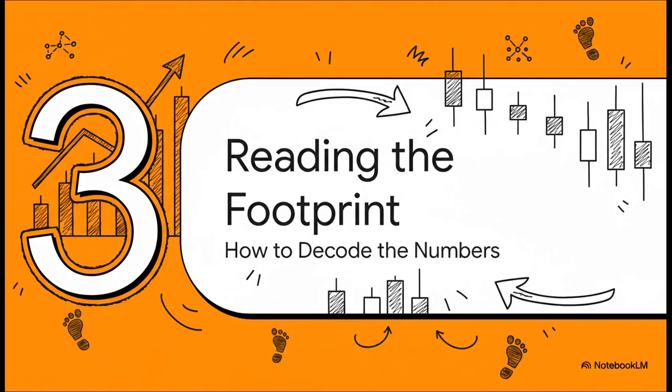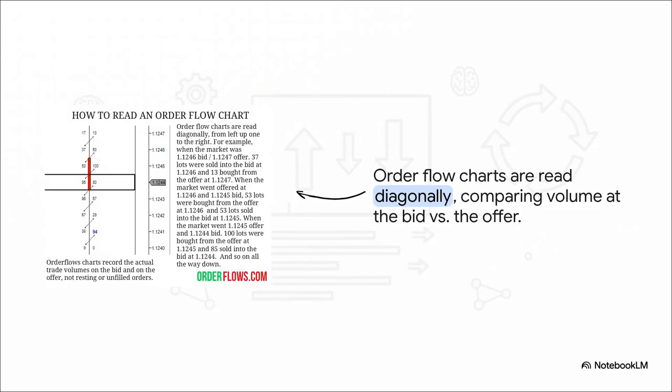All right, so you're probably looking at that complex chart and thinking, okay, great, but how on earth do I even begin to read that? It's actually way more straightforward than it looks. Let's break down exactly how you can decode these market footprints. Now here's the key, the one thing you have to remember. You don't read an order flow chart straight across, left to right. You read it diagonally. The numbers on the left, that's the volume of sellers hitting the bid price. The numbers on the right, that's buyers hitting the offer price. We compare them diagonally to see who's being more aggressive.